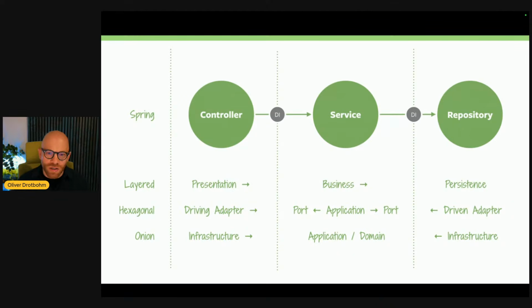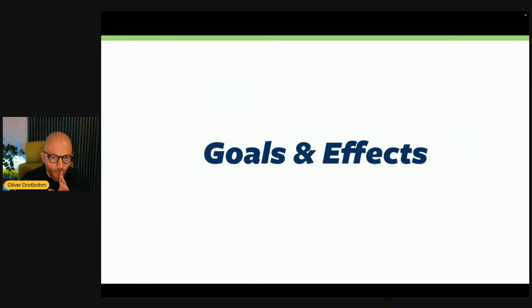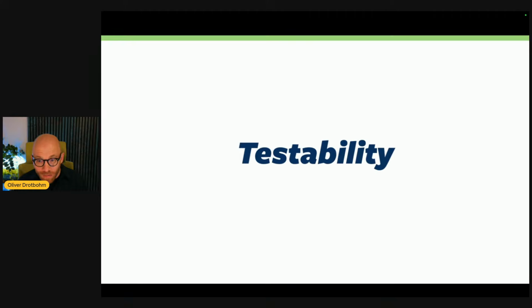So terminology aside, what were the intentions of these architectures? I really think it's a bit of an exaggeration to call these things architectures, because as I said, it's basically dependency injection and interfaces. But still, why did both Alistair and Jeffrey come up with these ideas? One very important and great goal is testability of these applications, right?